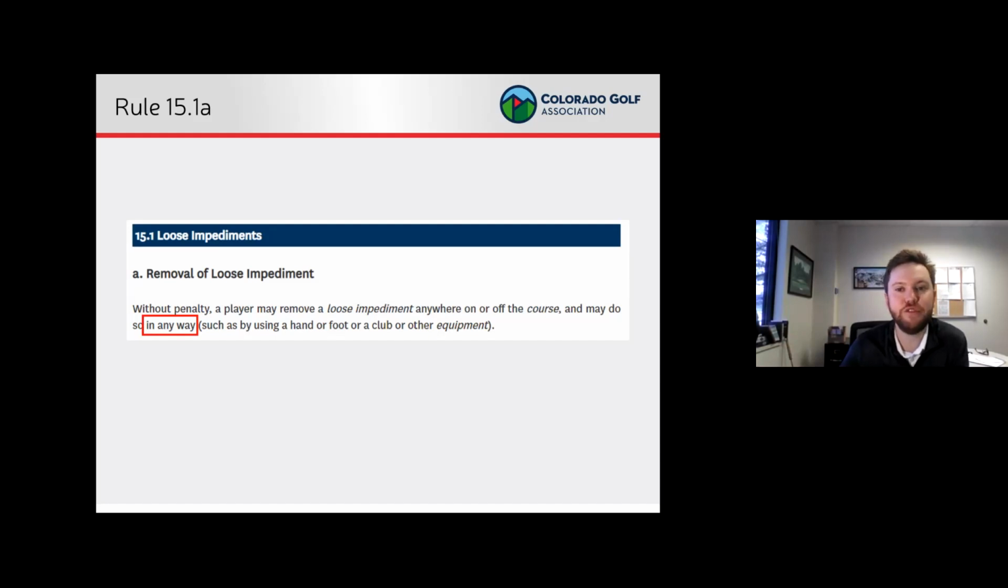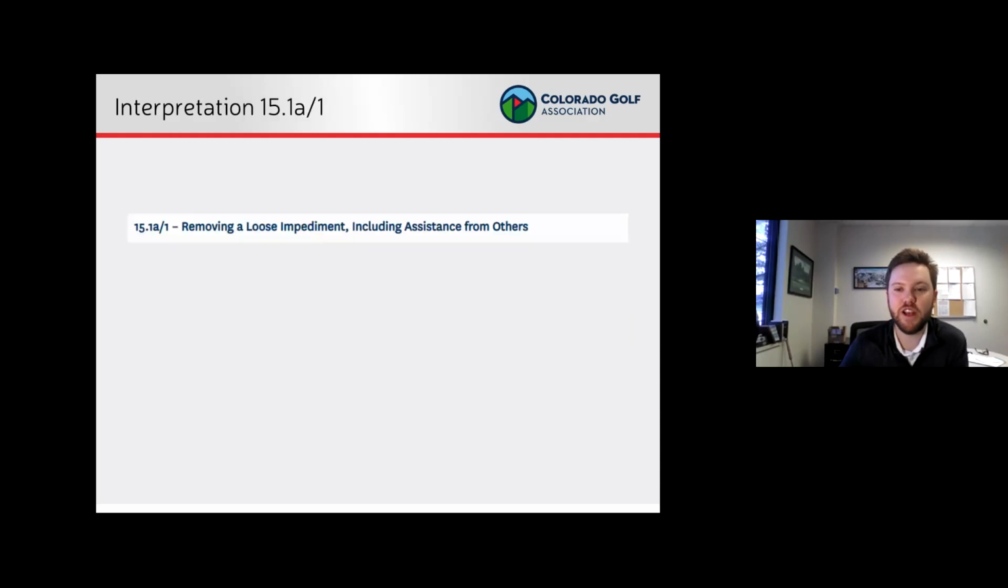And this one is kind of a fun one here. It says in any way. And this is one I get a question a lot about. It's that Tiger Woods ruling. Remember that in the desert when there's a big rock and he said, hey, can I move it? Here's an interpretation that pretty explicitly says that is okay in 15.1a/1.